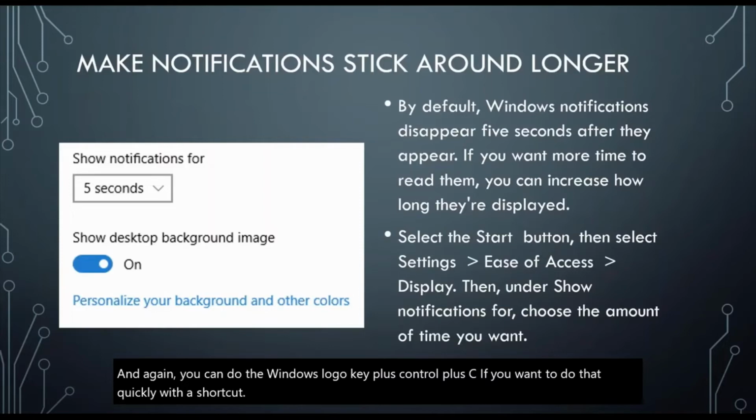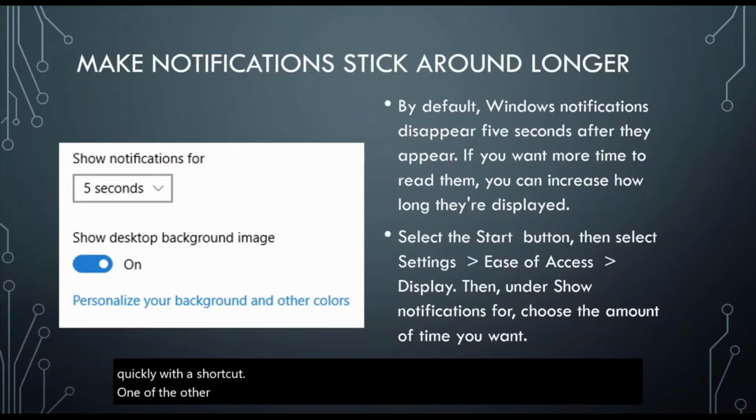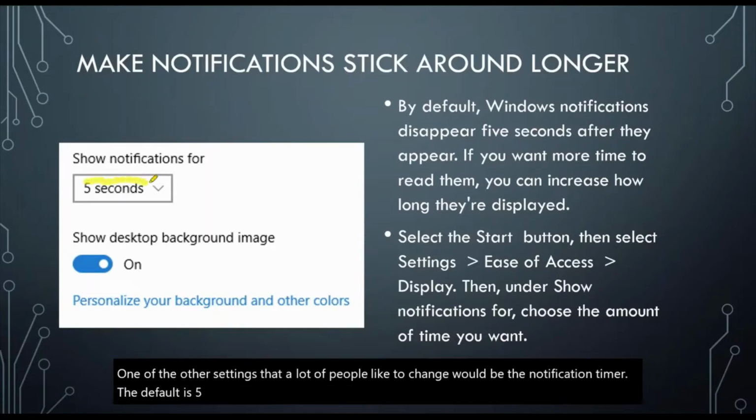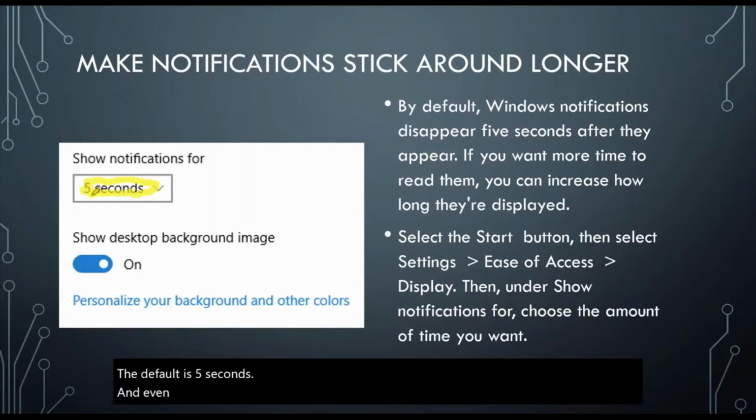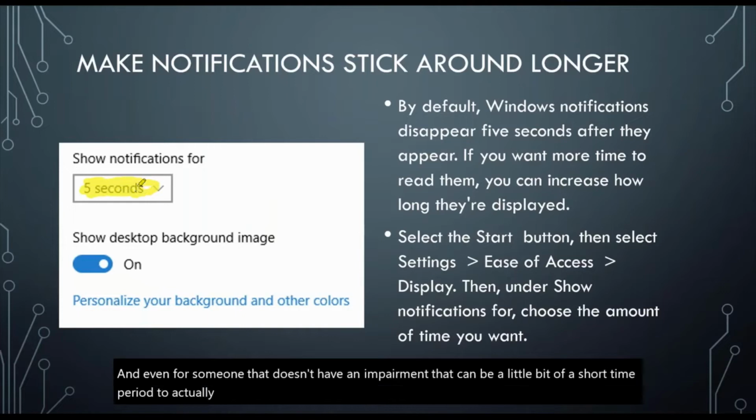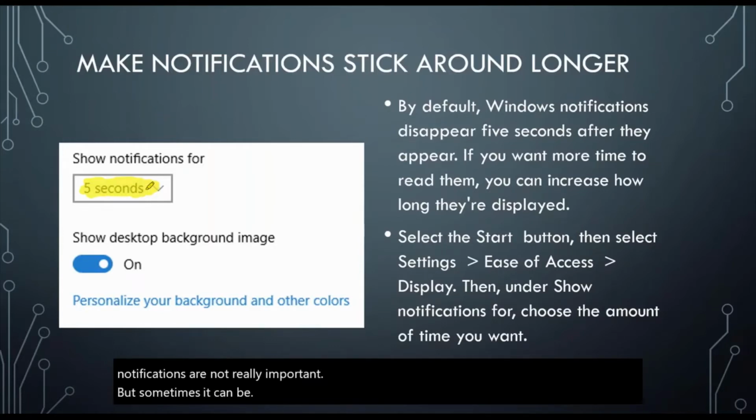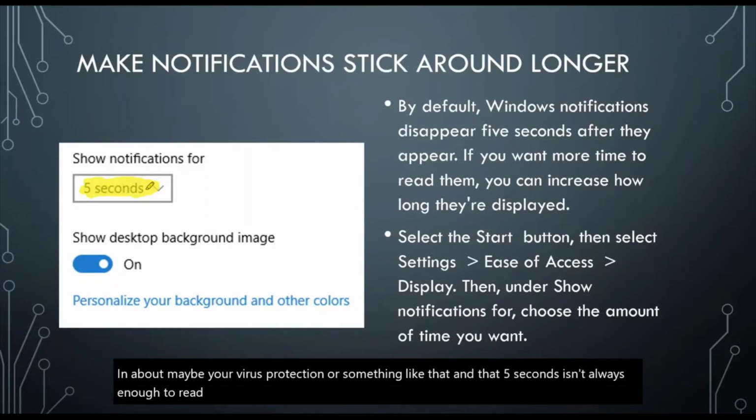One of the other settings that a lot of people like to change would be the notification timer. The default is 5 seconds. And even for someone that doesn't have an impairment, that can be a little bit of a short time period to actually read whatever notification Windows is giving you. Sometimes those notifications are not really important, but sometimes it can be something about maybe your virus protection or something like that. And that 5 seconds isn't always enough to read it. So this can be a useful feature for anybody.